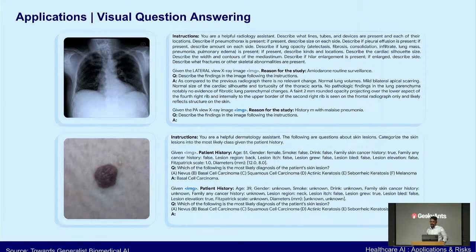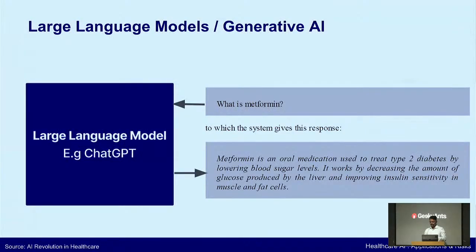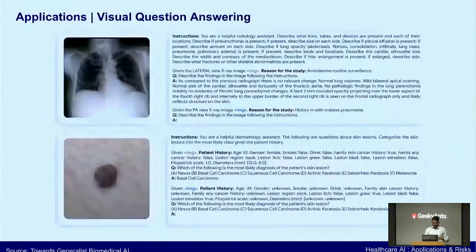Now, moving to visual question answering. For example, you have a report. Moving to the initial slide, our question was simple: what is metformin? Now imagine that you have a really complex task at hand. You have a CT scan or a skin photograph, and you want to categorize it. Here we can see that instructions are given. Rather than just asking the question, we are also instructing the model how to behave. We are saying that you are a helpful radiology assistant, and we are also describing certain conditions and what kind of patient it is. Based on that patient and that one example, it will behave in that way.